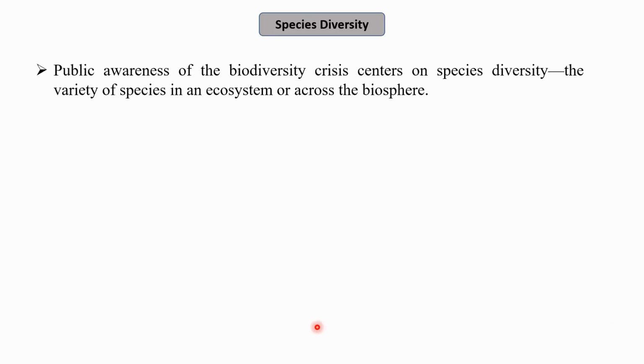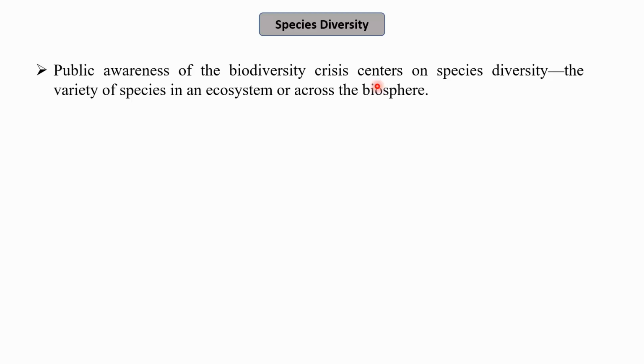The next is the species diversity. The diversity at the species level is known as the species diversity. So the variety of the species in an ecosystem or across the sphere defines the species diversity of any biosphere. Public awareness of the biodiversity crisis centers on the species diversity. The major focus is to prevent the loss of particular species, as we know that these species play an important role in that particular area. Therefore, it is important to preserve those species.